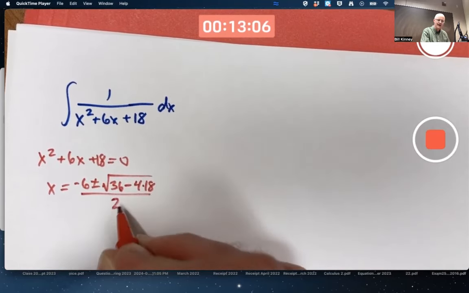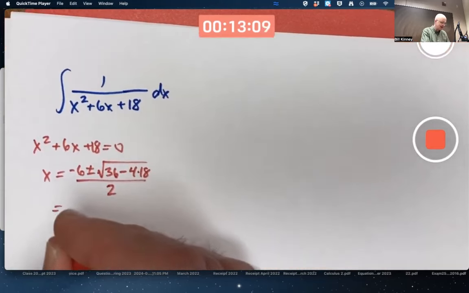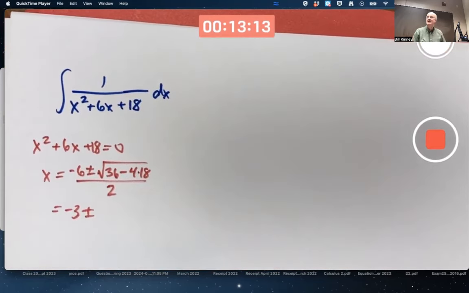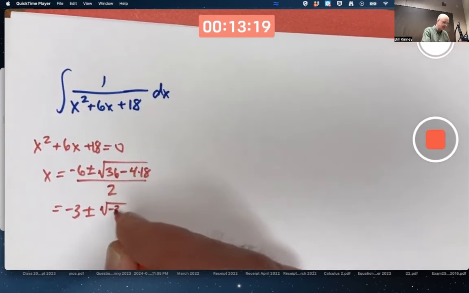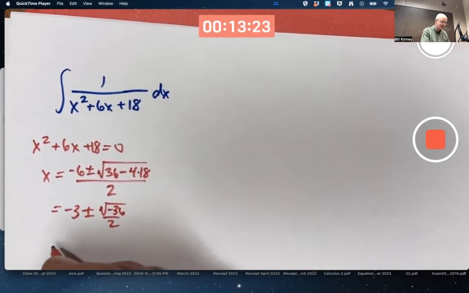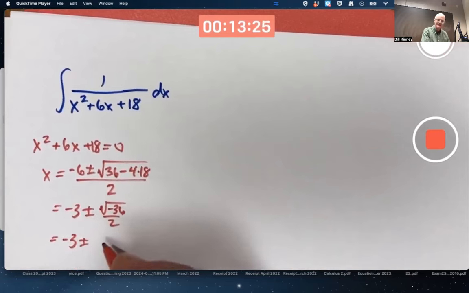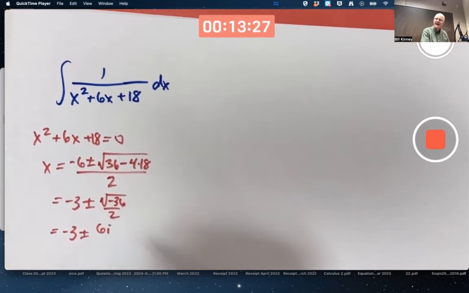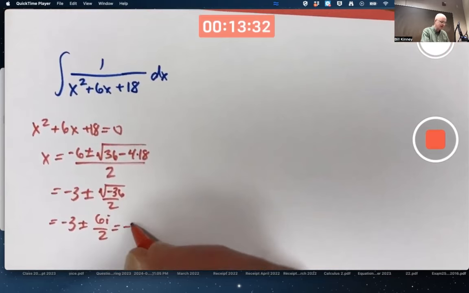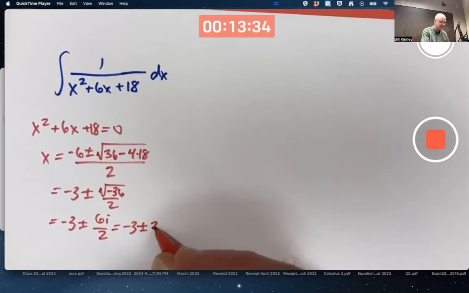When you simplify this, 4 times 18 is 72. 36 minus 72 is negative 36. You get the square root of negative 36, which is not a real number. Though it is an imaginary number, it's 6i. What? 6i. This all simplifies to the complex number, negative 3 plus or minus 3i.